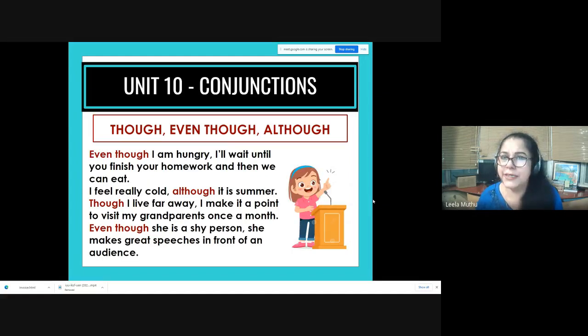Now I'm just going to read sentences with the conjunctions, okay? Even though I am hungry, I'll wait until you finish your homework and then we can eat, okay? I'll wait for you, even though I'm hungry. I feel really, really cold, although it is summer. Or you can say, although it is summer, comma, I feel really cold. In summer, you're not supposed to feel cold, but even though it is summer, I feel cold.